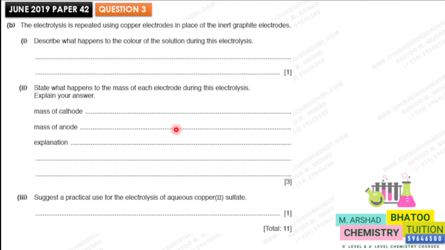Part B. The electrolysis is repeated using copper electrode in place of the inert graphite electrodes. Describe what happens to the color of the solution during this electrolysis. The color darkens initially and then fades later. Are you sure about that? We are using copper electrodes, right? The color remains blue, no?